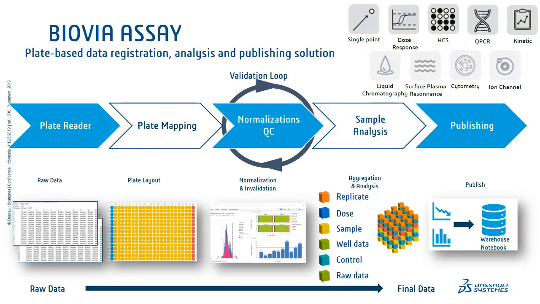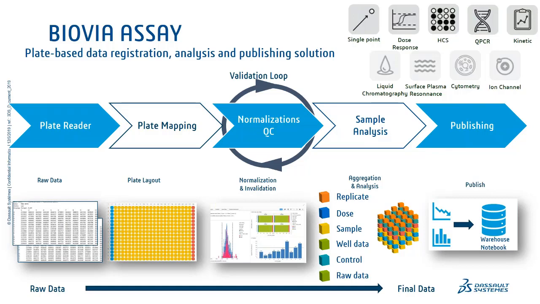A good way to summarize BIOVIA Assay is this schematic I'm displaying right now, where, starting from virtually any kind of instrument or any kind of assay, you can see in the upper right the different kinds of assay that we are addressing with Assay. The ones in plain black are configured out of the box. The ones in gray are those that, with additional configuration, are some examples of more assay types that we have been addressing for our customers.